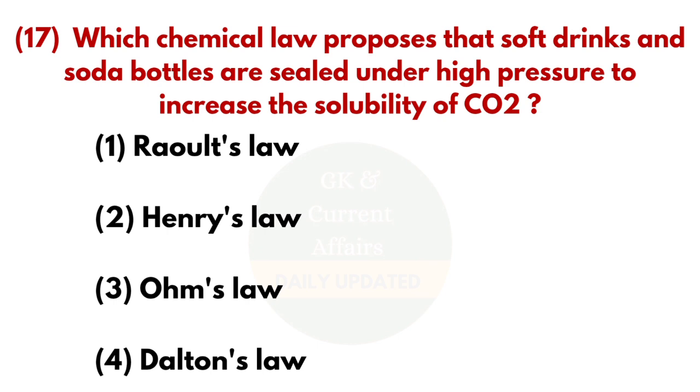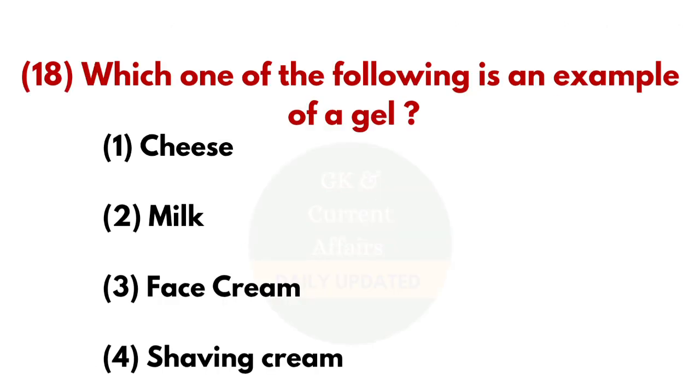17th question, which chemical law process says that soft drink and soda bottles are sealed under high pressure to increase the solubility of CO2? And the answer is Henry's law. 18th question, which one of the following is an example of a gel? And the answer is cheese.